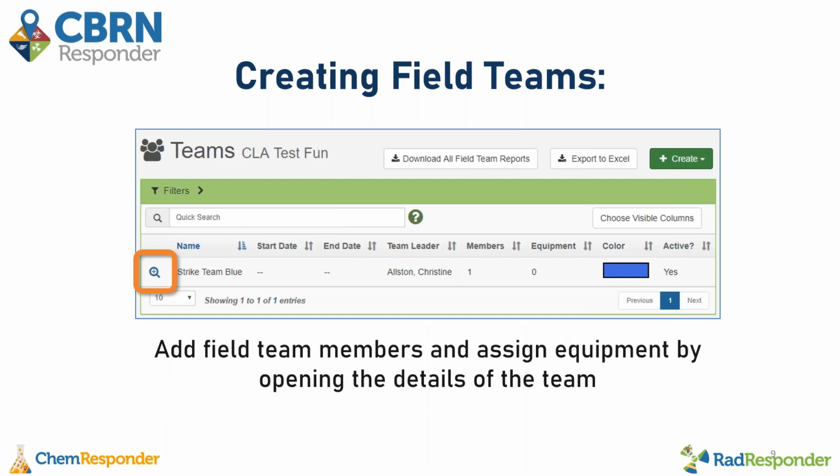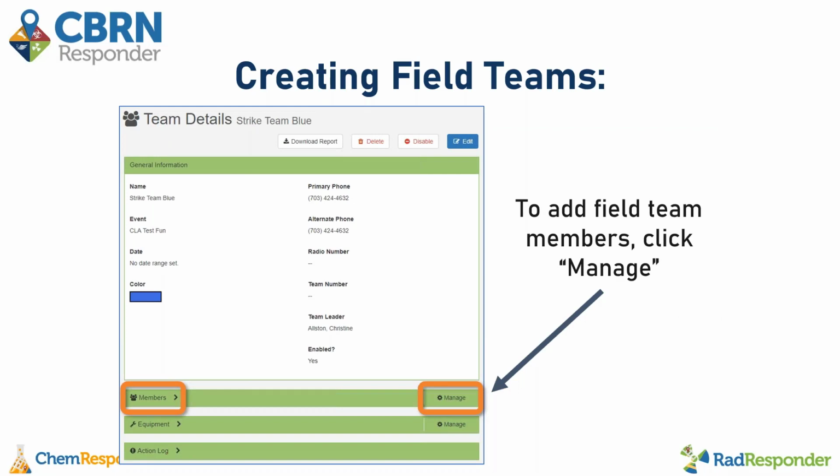So once you save and create your field team, you can opt to add personnel and equipment to the field team. To do so, you'll just click the blue magnifying glass to open the details of the team. And here you can view the general information at the top, so the name, the team leader, the color, and you also have the ability to delete, disable, or edit the field team. And at the bottom, you will see members and equipment.